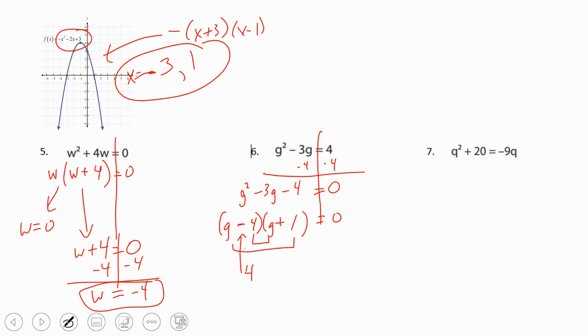4 minus 4 is 0. So the solution there is 4. And -1 plus 1 is 0. So your two solutions are 4 and -1. Last one.